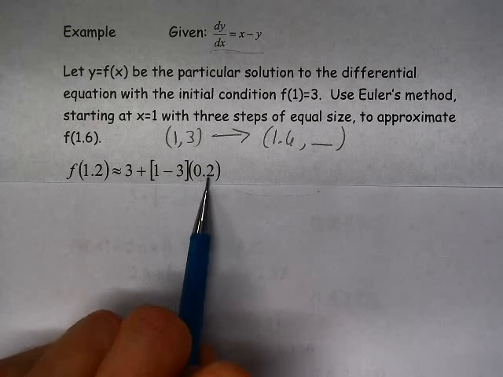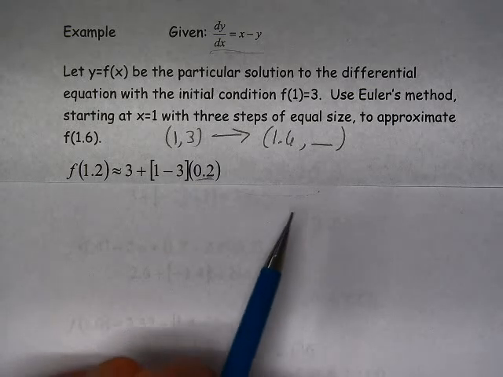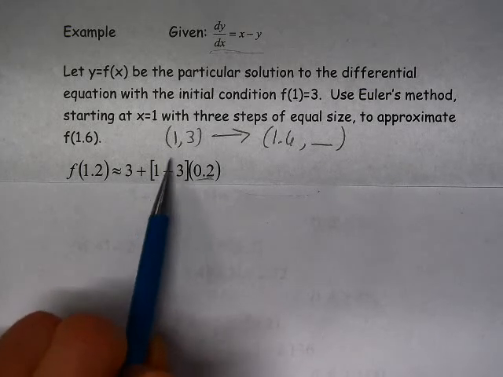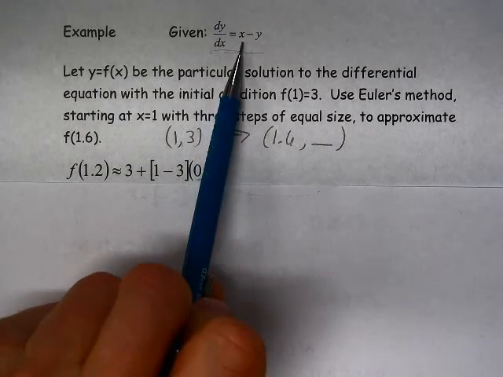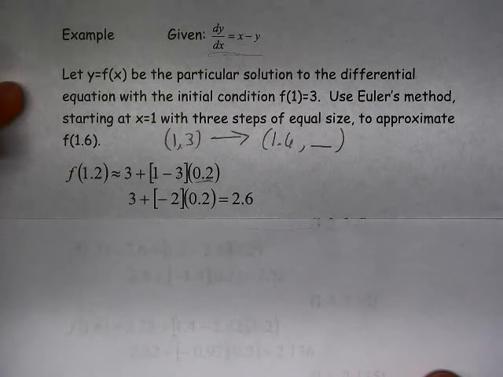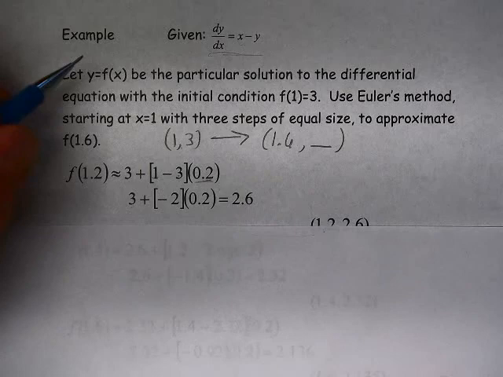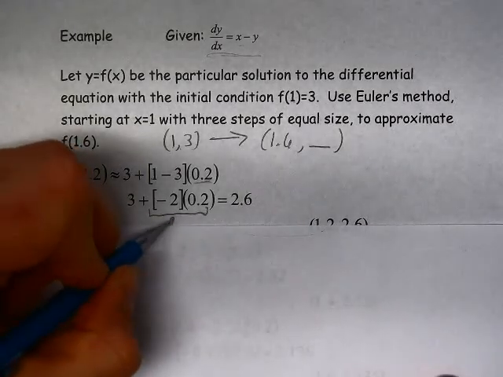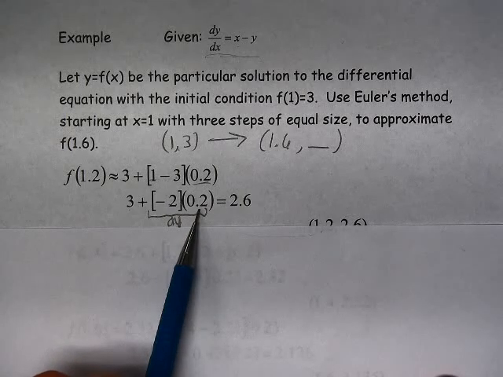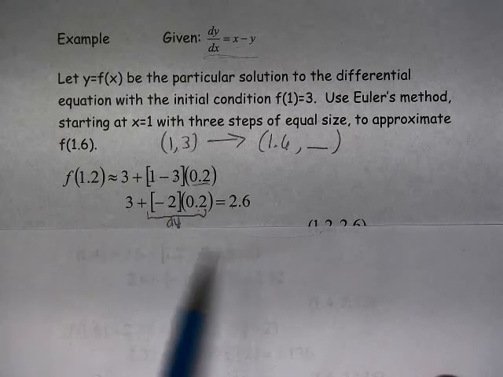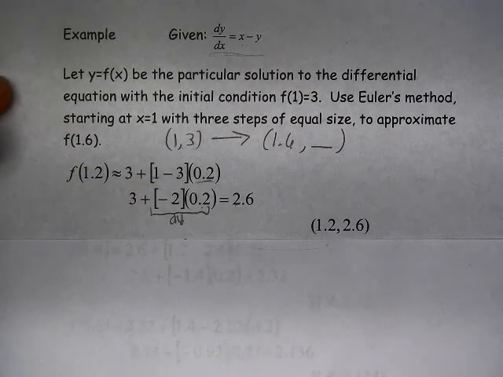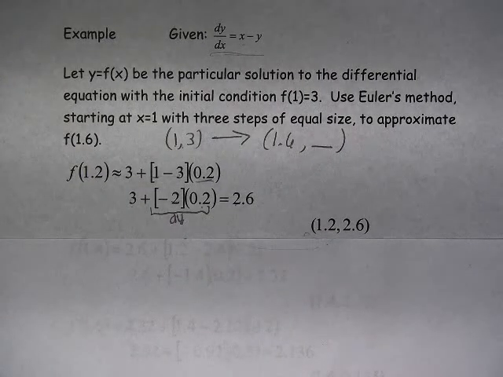Our step size, or our dx, is 0.2, a positive 0.2 because we're going from 1 to 1.2. And the slope at the point (1, 3) is given by this differential equation, x minus y. So it's 1 minus 3. Here's our original y value. Here's our dy. This is the slope at the point we know times the dx. And when we multiply this out and add that negative number to 3, we get 2.6. So our new point is (1.2, 2.6).